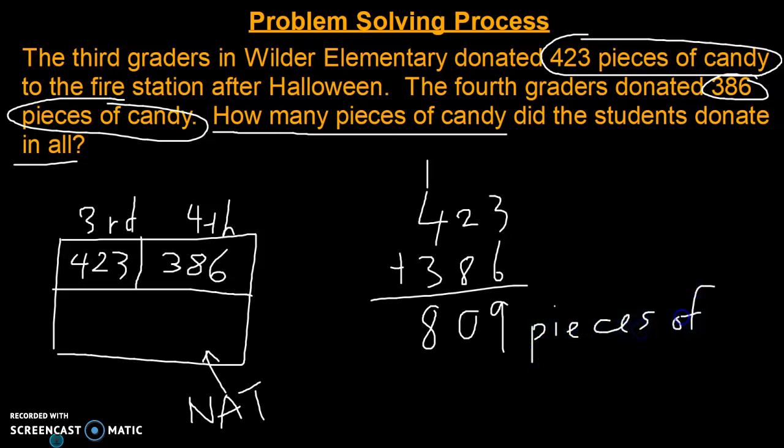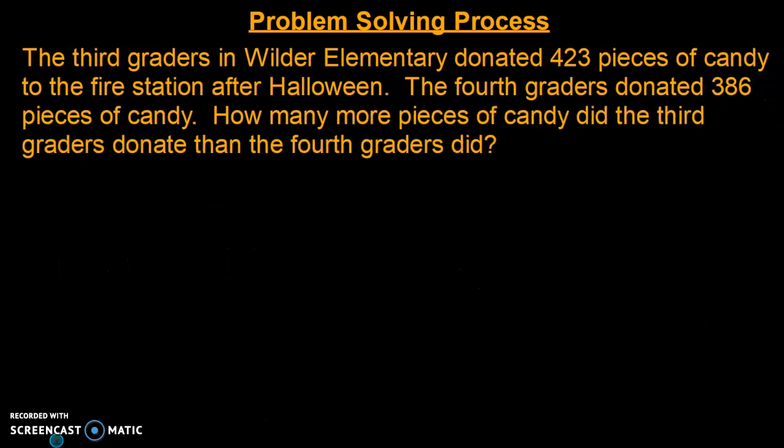We always remind our students to answer the question. So once again, the question is, how many pieces of candy did the students donate in all? The answer will be, the students donated 809 pieces of candy in all. By saying that, it will help students to check if their answer is reasonable. In the next question, the information is the same. The only difference is the question part, the last sentence. I changed it to a subtraction problem.